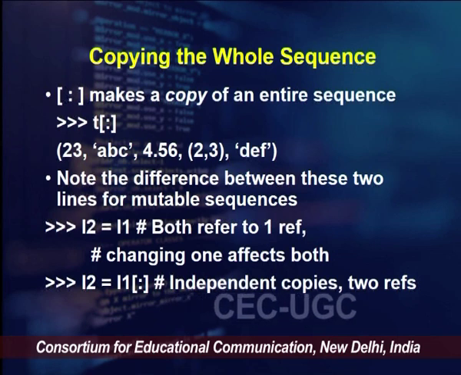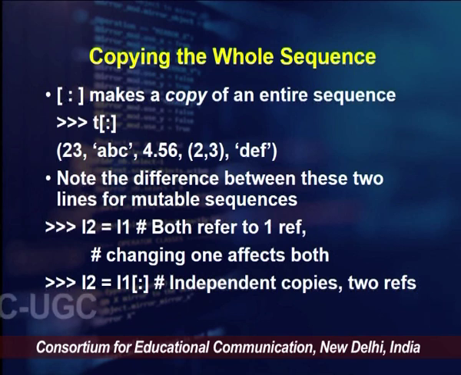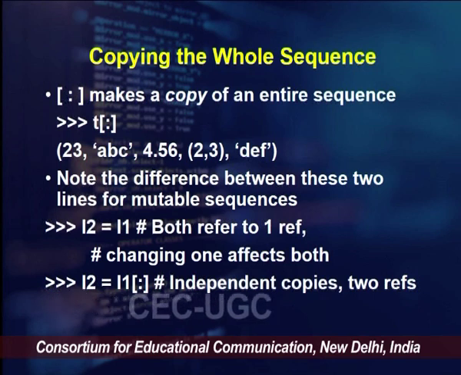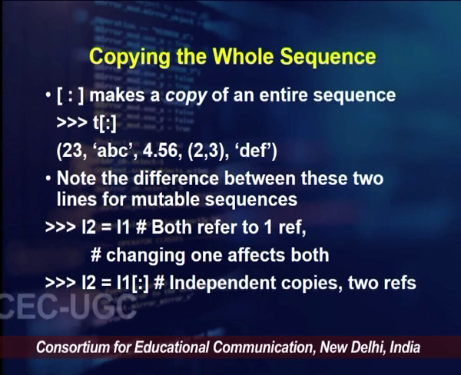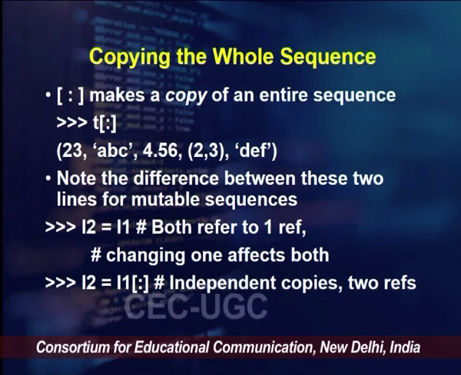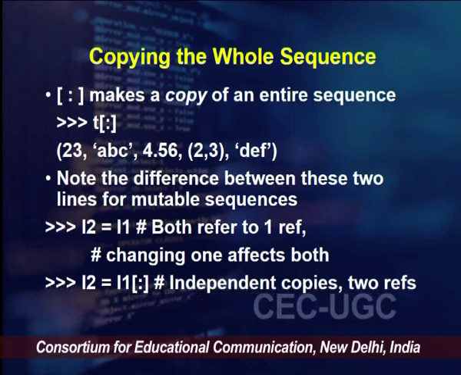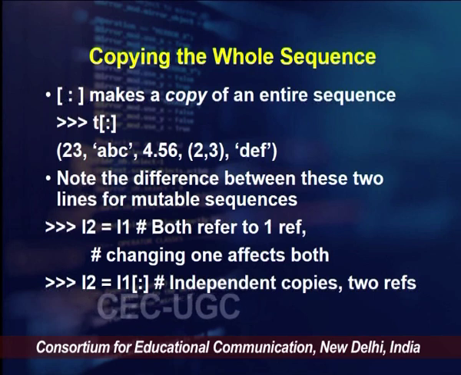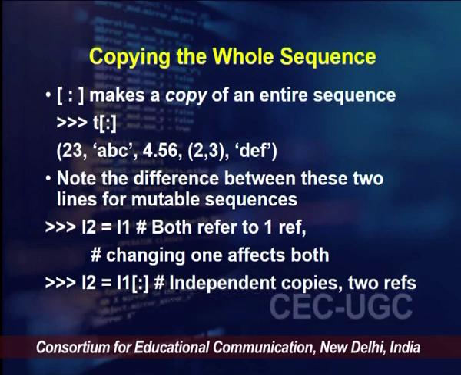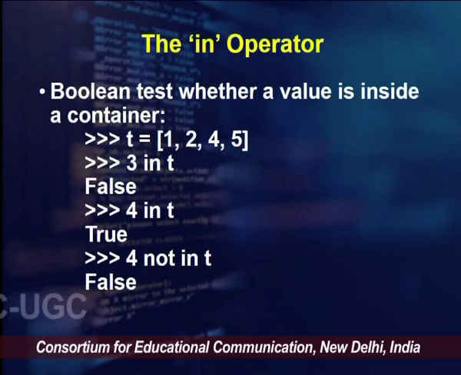Now, there is a difference between the 2 lines for mutable sequences, right. So, we know that strings and tuples are immutable, and lists are mutable. So, say you have I2 is equal to I1. Both refer to the same reference, so changing one affects both, right. What you are doing is not creating independent copies, you are actually creating 2 references to the same item.